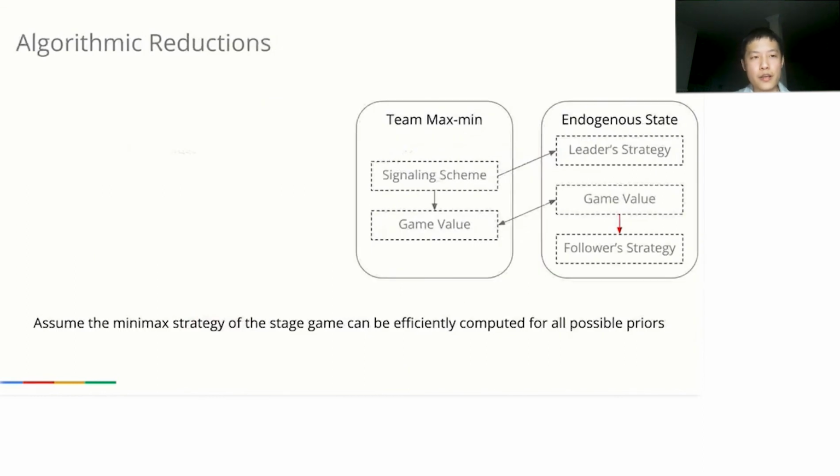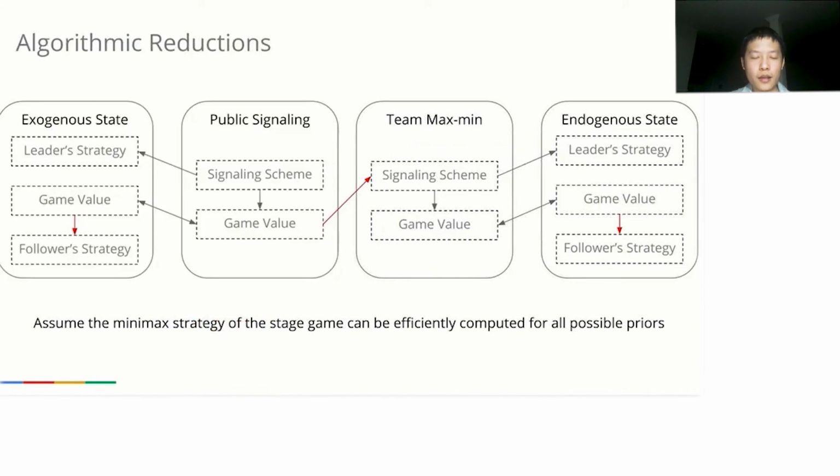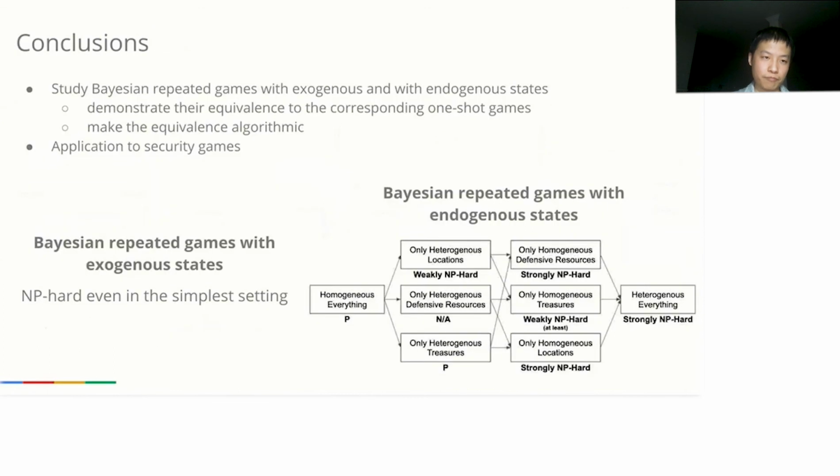Okay, we also made the equivalence algorithmic. We give an efficient algorithm to construct the follower's strategy given the game value. And combining with the algorithmic reductions for the Bayesian repeated games with exogenous states, we have a pretty complete picture about their computational complexity. In addition, we also show that the team max-min game is computationally easier than the public signaling game. In this sense, Bayesian repeated games with endogenous states is computationally easier than Bayesian repeated games with exogenous states.